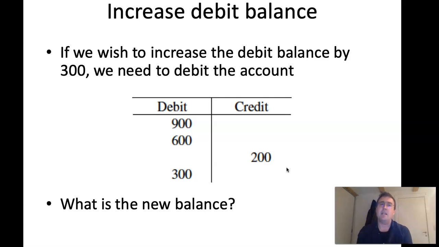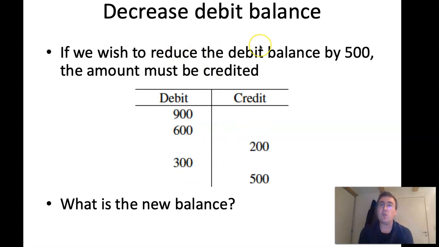Increase the debit balance. If we wish to increase the debit balance by 300, we need to debit the account. This means that in this case, where we had 900, 600, and a credit of 200, we increased by adding an additional 300 to the debit. So 900 plus 600, subtract 200, is 1300, and add 300. That means the new balance is 1600.